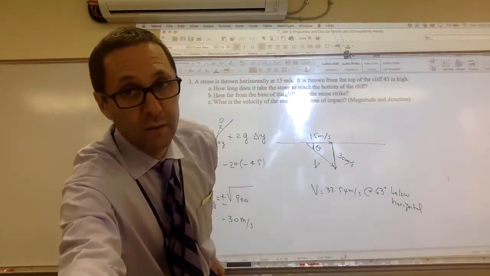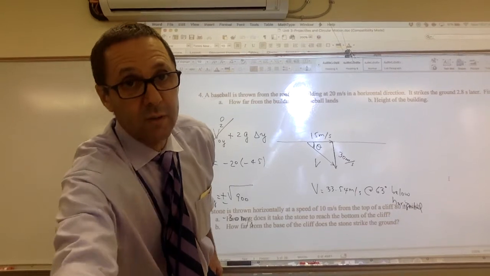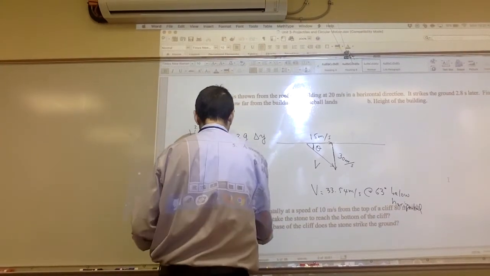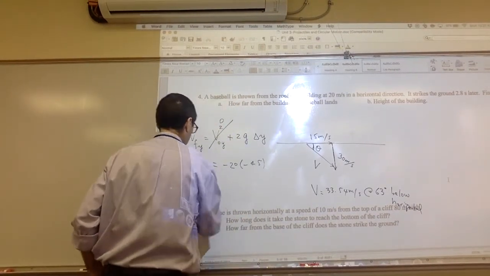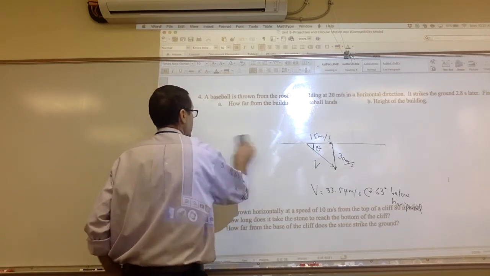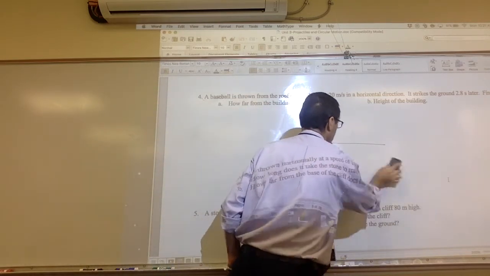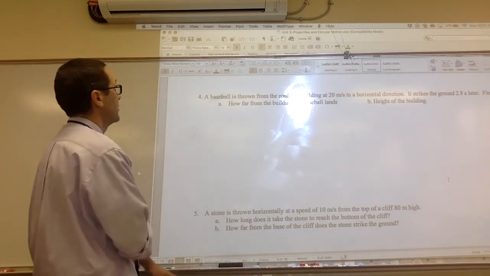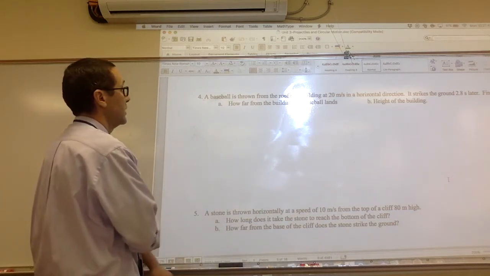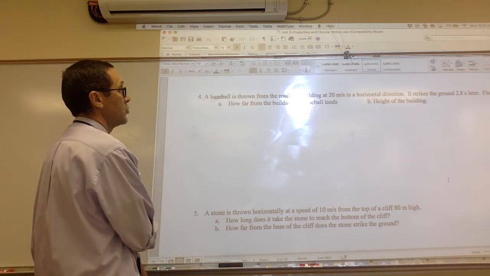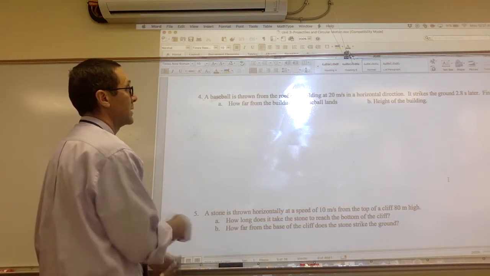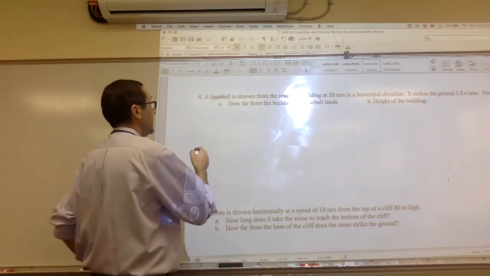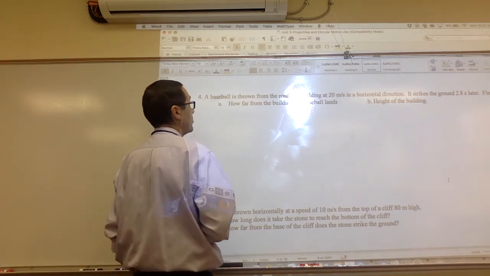All right. Let's look at number 4. A baseball is thrown from the roof of a building at 20 meters per second in a horizontal direction. It strikes the ground 2.8 seconds later. Find how far from the building the baseball lands.